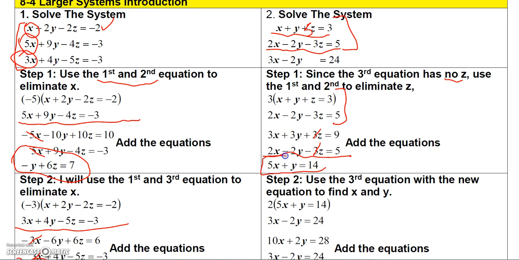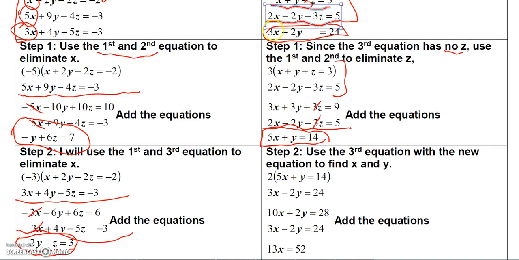So now I got 5x plus y equals 14, and I can actually pair that up with this equation here, 3x minus 2y equals 24, because this equation has no z in it, just x and y, and this equation has no z in it, just x and y. So when I put the 5x plus y equals 14 with the 3x minus 2y equals 24, I can look for a way to eliminate either the x or the y.